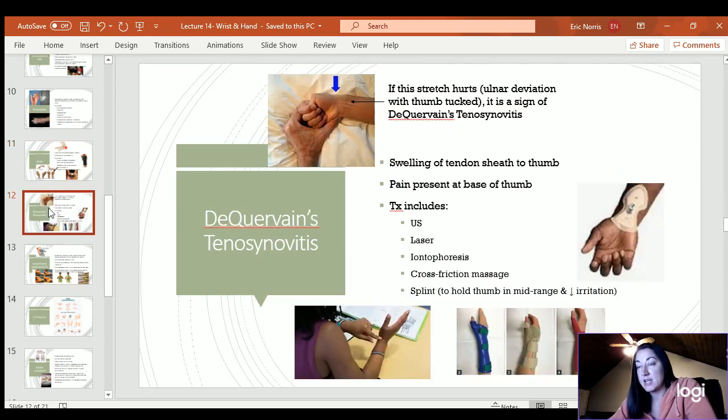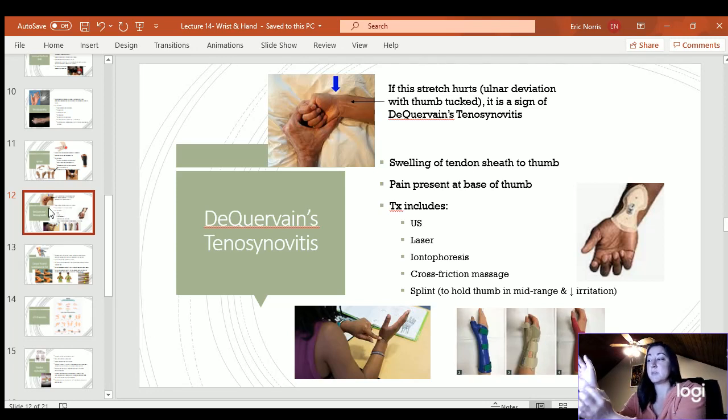All right, so with De Quervain's tenosynovitis, oftentimes you'll just hear it called De Quervain syndrome. This is swelling of the tendon sheath that leads to the thumb. So the test, which is also used to stretch it slightly, is to tuck your thumb in your hand and then do ulnar deviation. And if that is painful, then that would be a positive test for De Quervain syndrome.